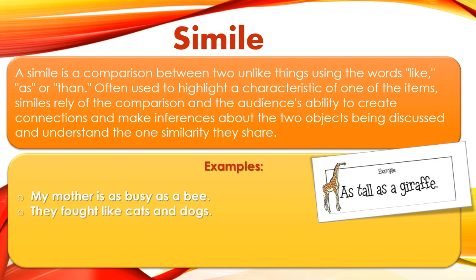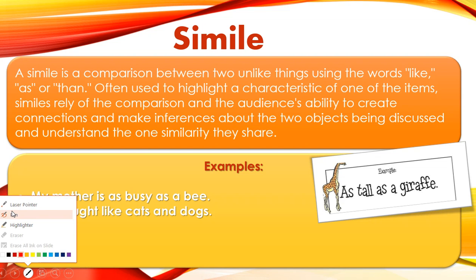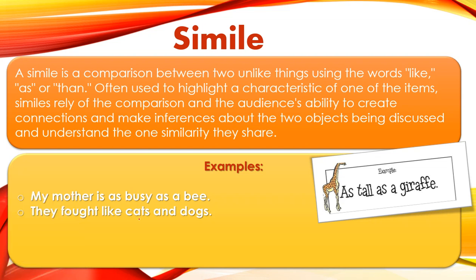They fought like cats and dogs. Fought, the past of fight. Of course, they are not cats and dogs, but the way they fought together is like cats and dogs. Here, the author used like as a tool of comparison, and it's one of the tools of simile.